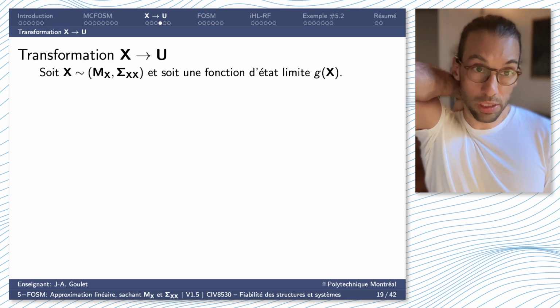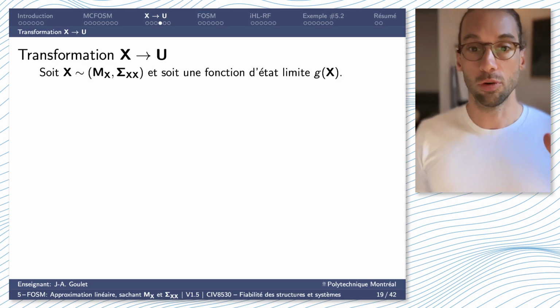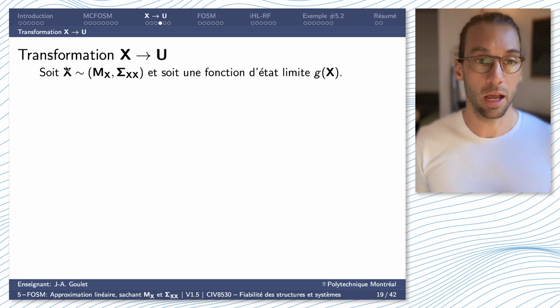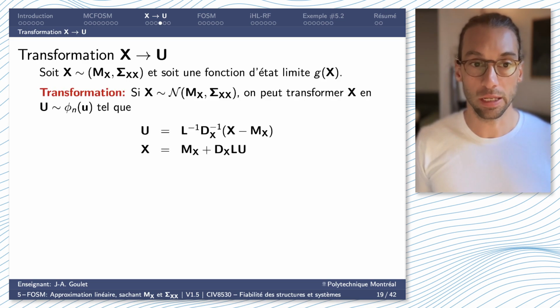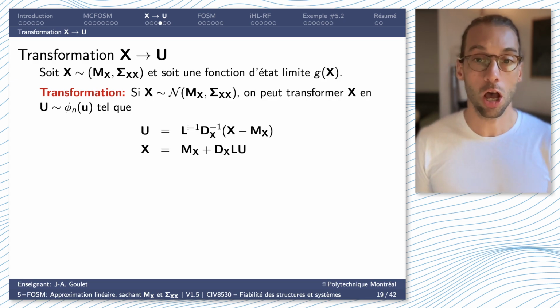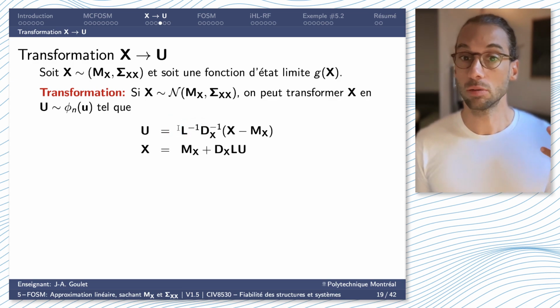To do this, we first need to review how we transform from a normal random variable x to the standard normal space u. If x is multivariate Gaussian, we can do the transformation from x to u using this transformation: x minus its mean, times the inverse of the standard deviation matrix, a square matrix with only the standard deviations on the main diagonal, times the Cholesky decomposition of the correlation matrix. This is the same thing we saw in the previous module.